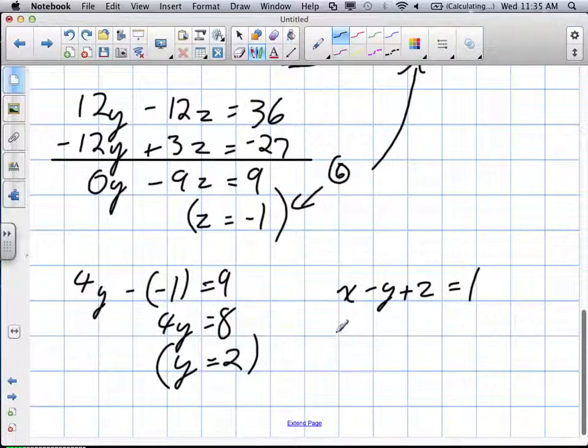We'll take our x minus 2 minus 1 equals 1. x minus 3 equals 1.